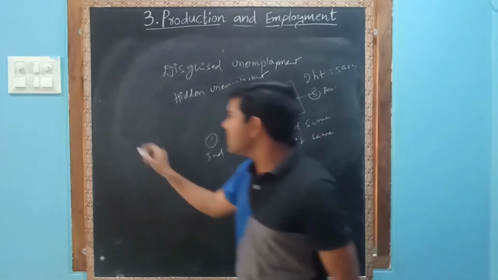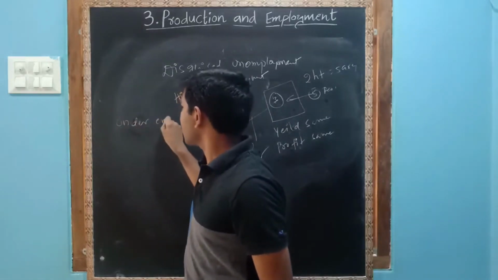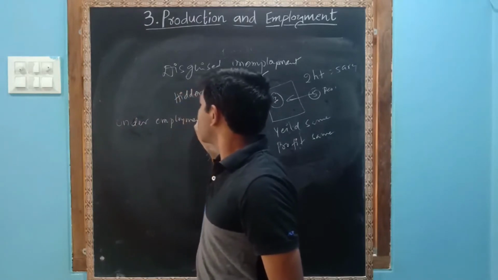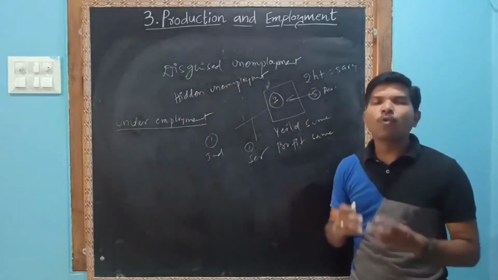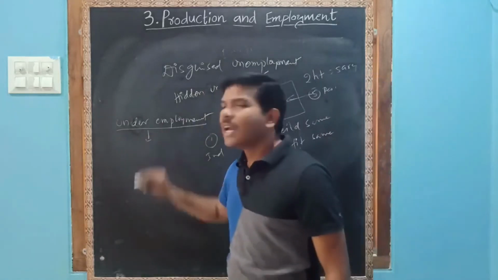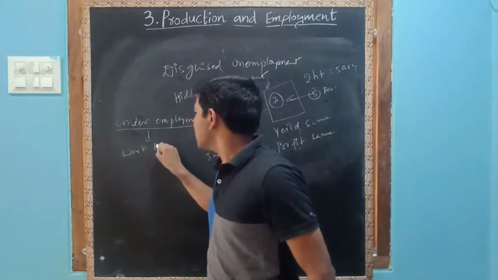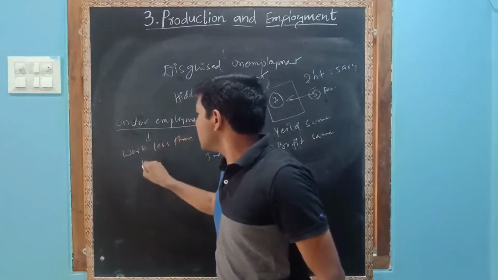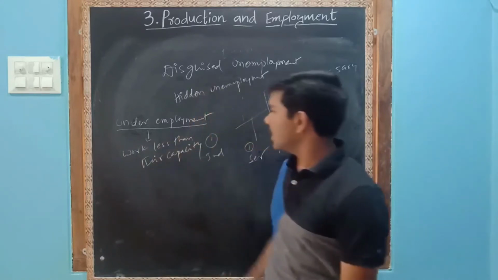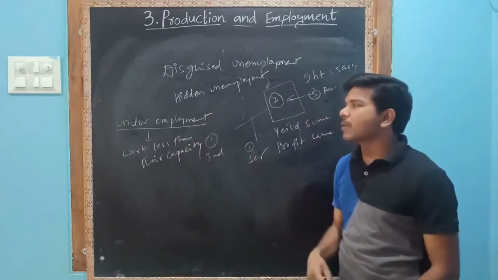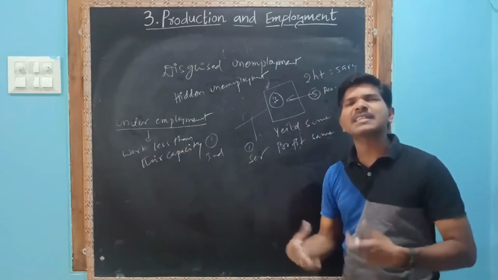Okay. Next, let us see underemployment. Underemployment means working less than their capacity or earning less than their capacity. Somebody is working less than their capacity.